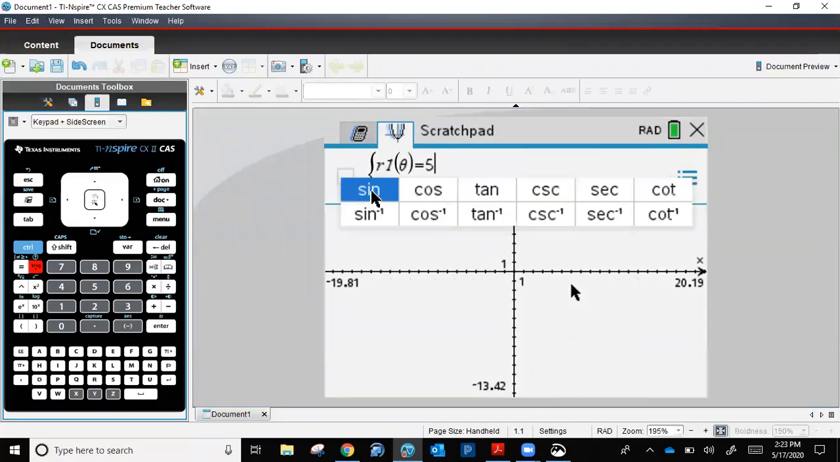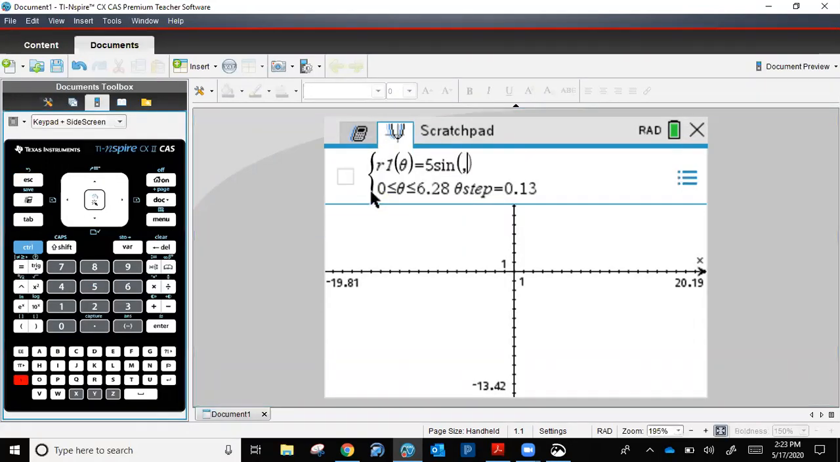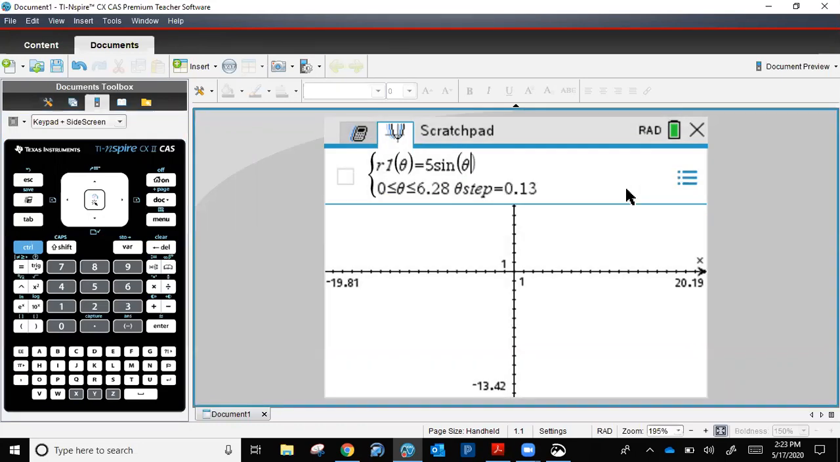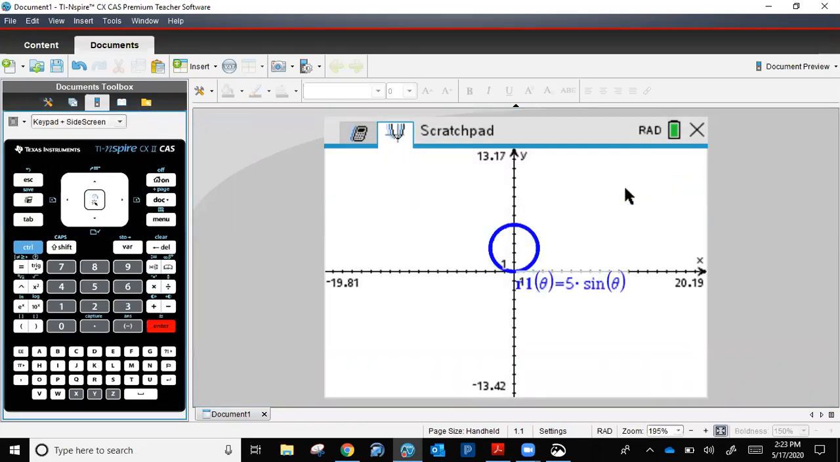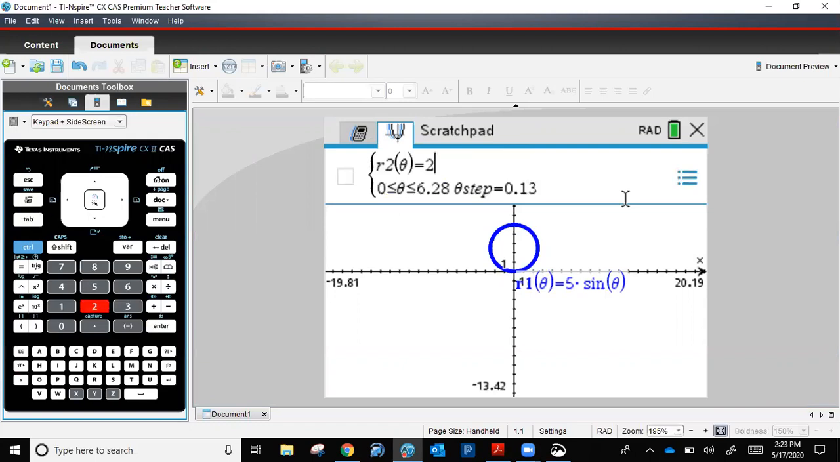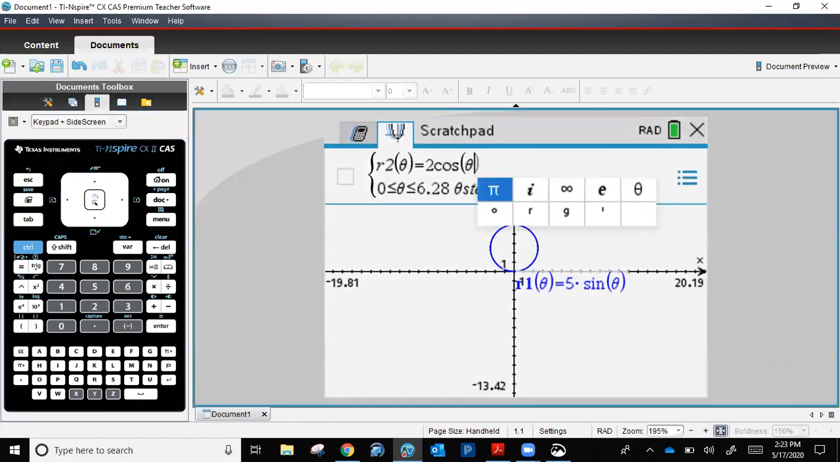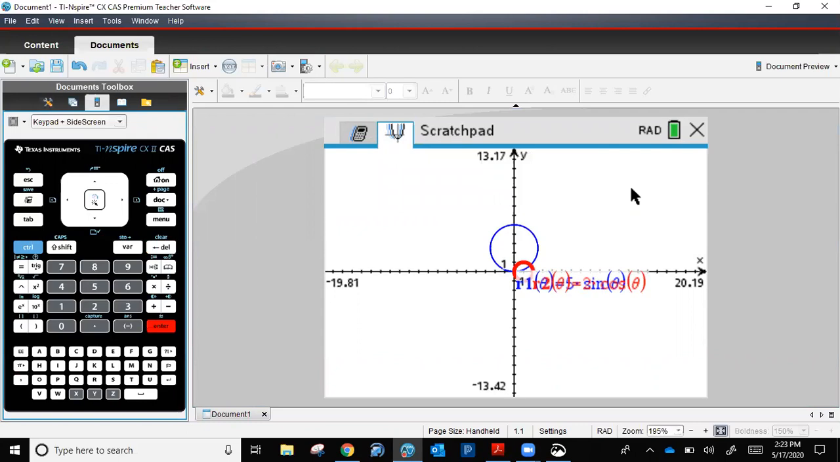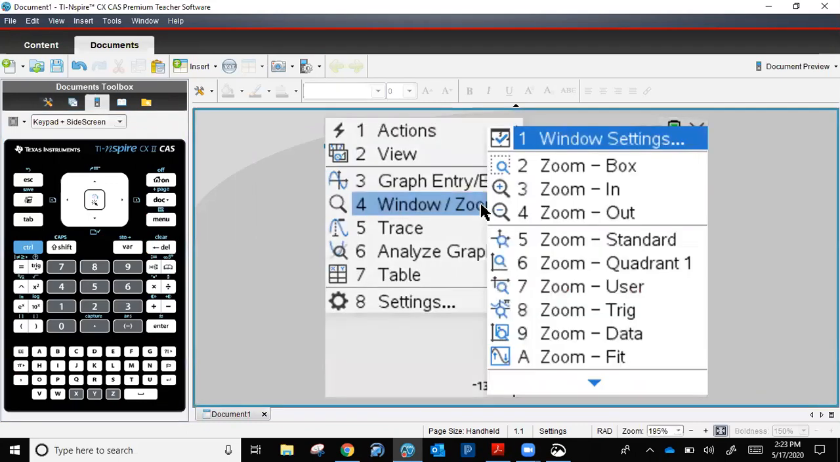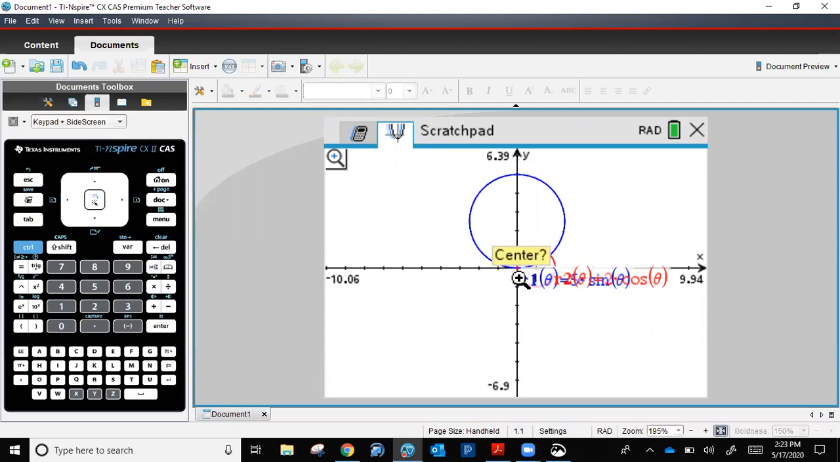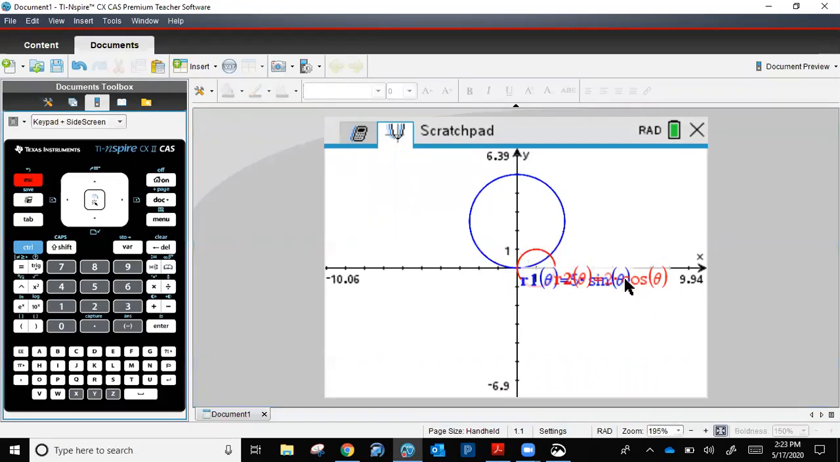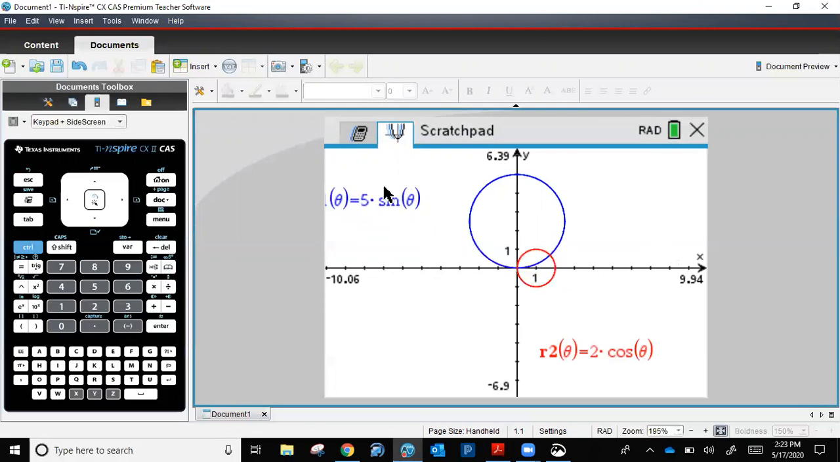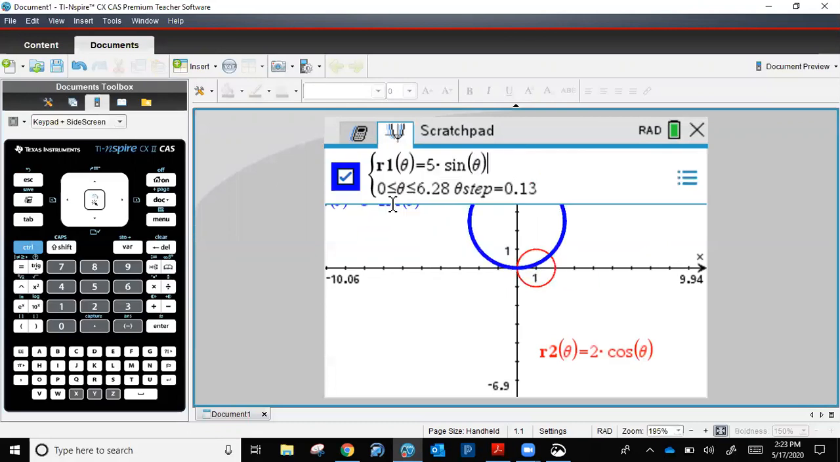So 5 sine of theta. It's like this, tab, 2 cosine of theta. Not theta pi, theta. All righty, I'm going to zoom this one in a little bit because we're a little bit far out. And I'm going to move these out of the way. And we're looking at this. A couple of circles this time.